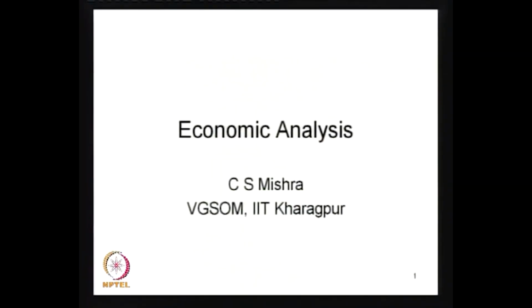Hello. In this session of security analysis and portfolio management, we are going to talk about the fundamental factors that affect the security prices in the market. And this particular session is known as economic analysis. It is a part of the broad analysis called economic, industry and company analysis.